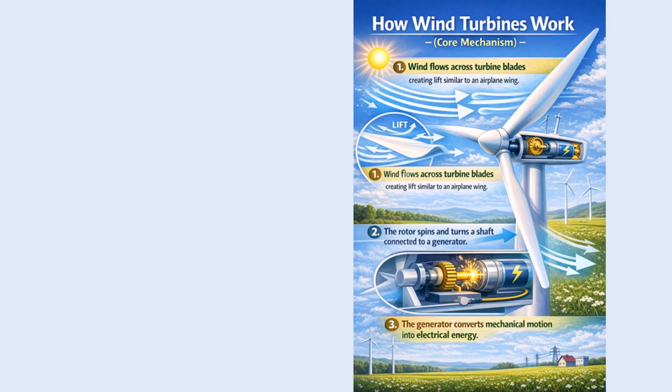Step 1. Wind flows across the turbine blades. The blades are shaped like aeroplane wings, so as wind moves over them it creates lift, the same aerodynamic force that keeps a plane in the air, and this causes the rotor to spin. Step 2. The spinning rotor turns a shaft connected to a generator inside the turbine. Step 3. The generator converts that mechanical rotation into electrical energy using magnets and coils. The whole process is elegant, just wind, spinning blades, and a generator.